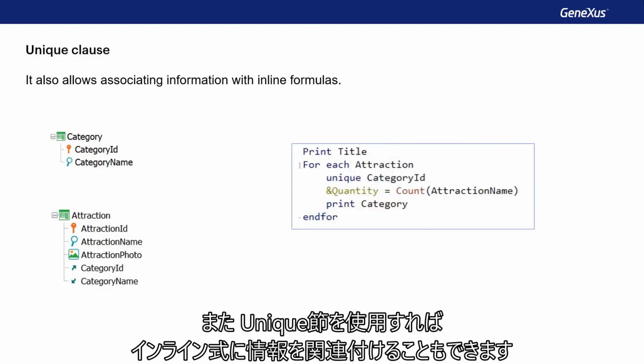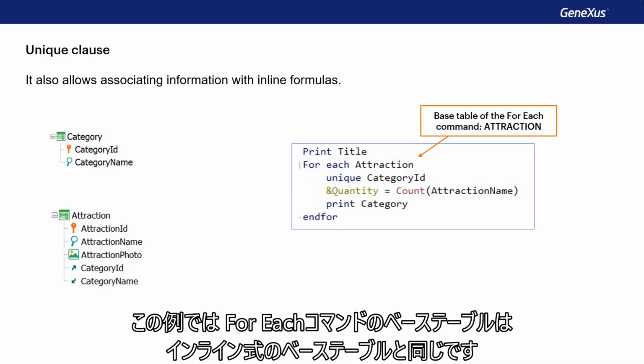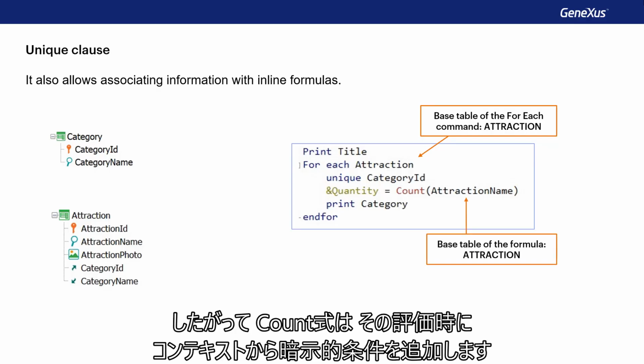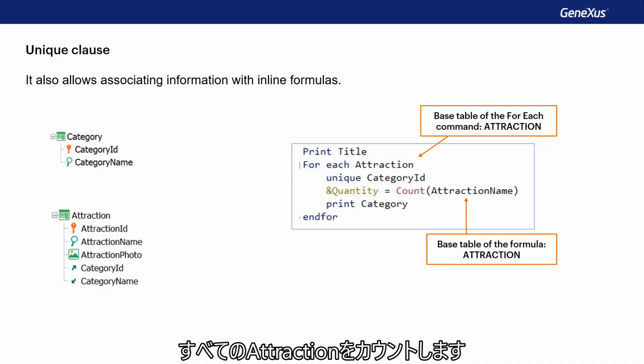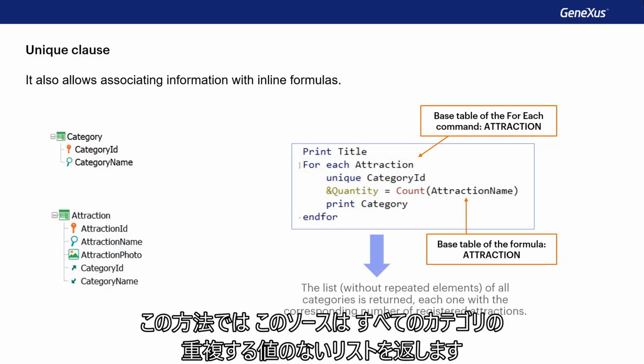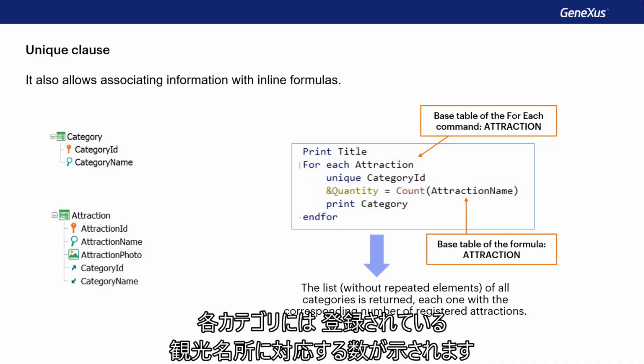The unique clause also allows associating information with inline formulas. In this example, the base table of the for-each command is the same as the base table of the inline formula. Therefore, the count formula will add from the context an implicit condition in its evaluation. It'll count all attractions for the attribute declared in the unique clause. In this case, category ID. In this way, this source will return the list without repetitions of all the categories, each one with its corresponding number of registered tourist attractions.